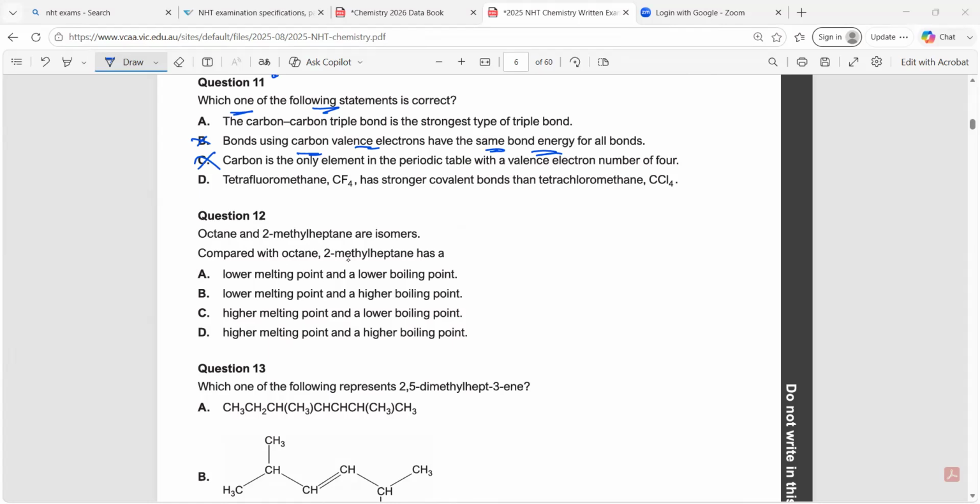So this is basically 2-methyl heptane, which is basically a branched version of octane. So obviously it's going to have a harder time packing with the molecules, therefore leading to a lower melting and boiling point. So it should be A.